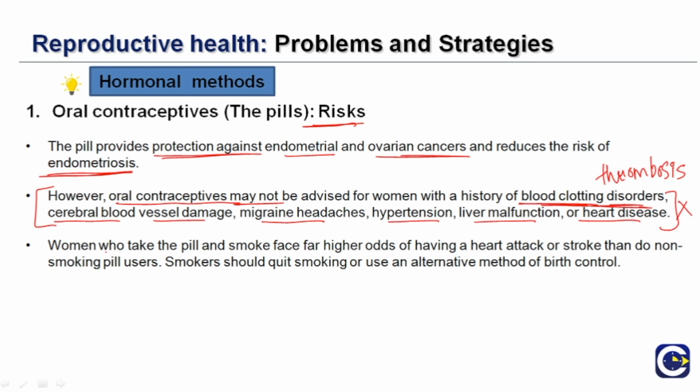Another thing is that women who take the pills and smoke face higher odds of having a heart attack or stroke than non-smoker pill users. So you should stop smoking if you are using the pills, or you should try to use an alternative method of birth control that we have previously talked about in this video.